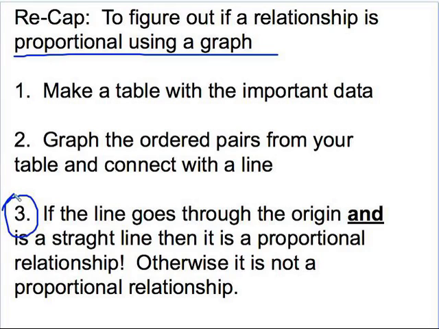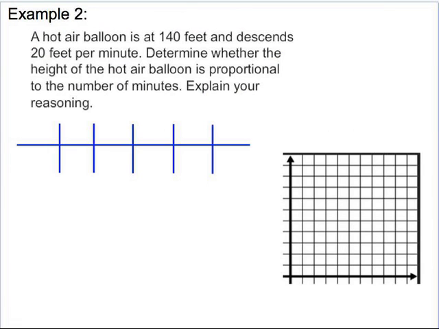Okay, so at this time, like I said, feel free to pause the video if you want to take this information down. But let's get into our first example. Okay, so our second example, but our first one where we actually have to produce the answer. A hot air balloon is at 140 feet and descends at 20 feet per minute. Determine whether the height of the hot air balloon is proportional to the number of minutes, and then we need to explain our reasoning.